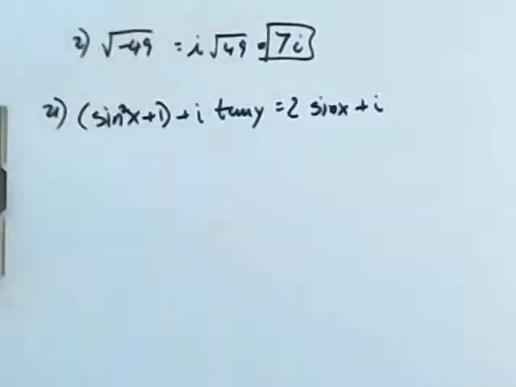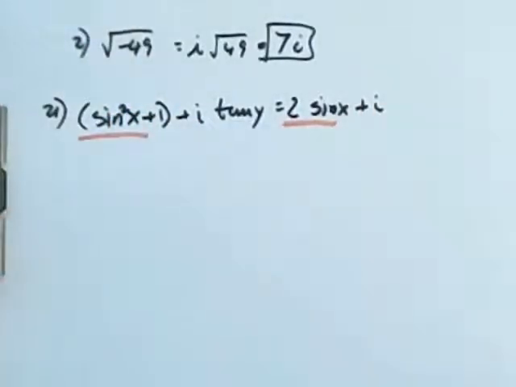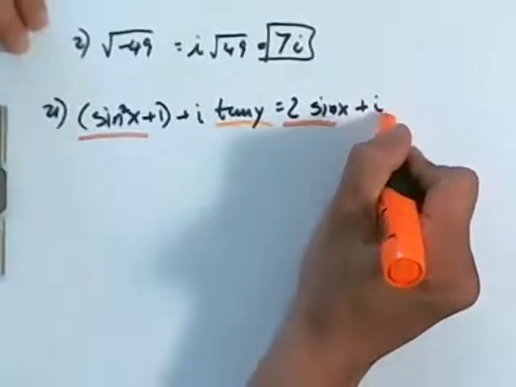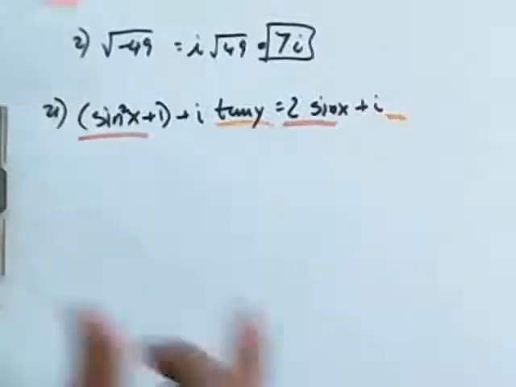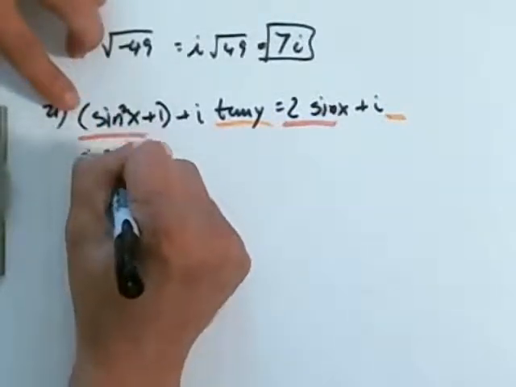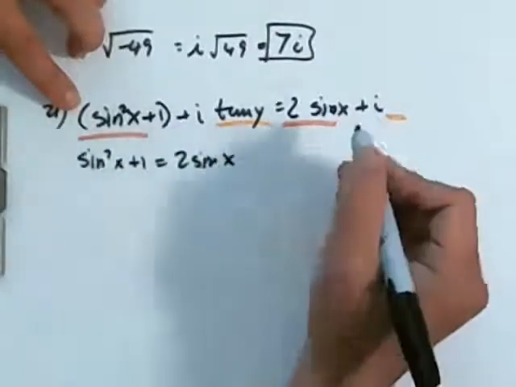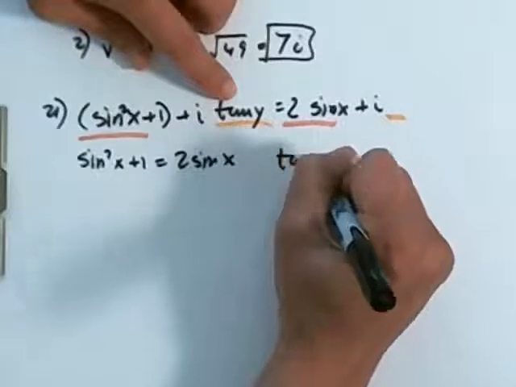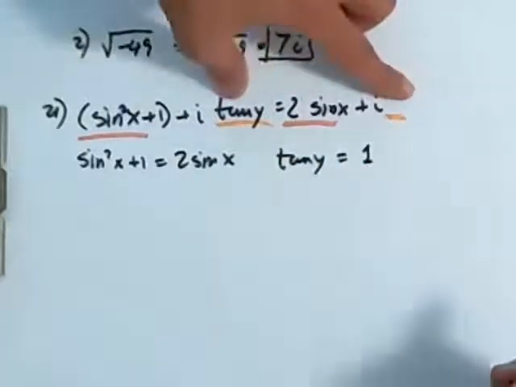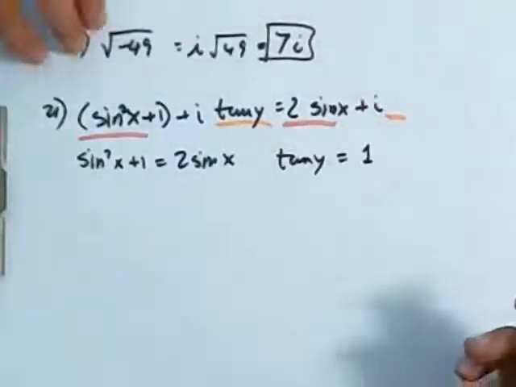We know that this is the real portion right here, which has to equal that real portion, and we know that the imaginary portion right over here, because you have an i, has to equal the imaginary portion right here. So sine squared of x plus 1 has to equal 2 sine of x. We know that the tangent of y has to equal 1, the imaginary part.